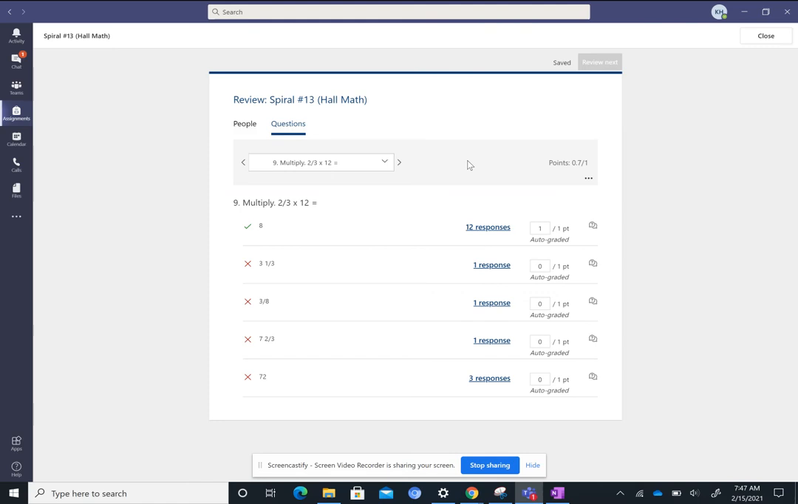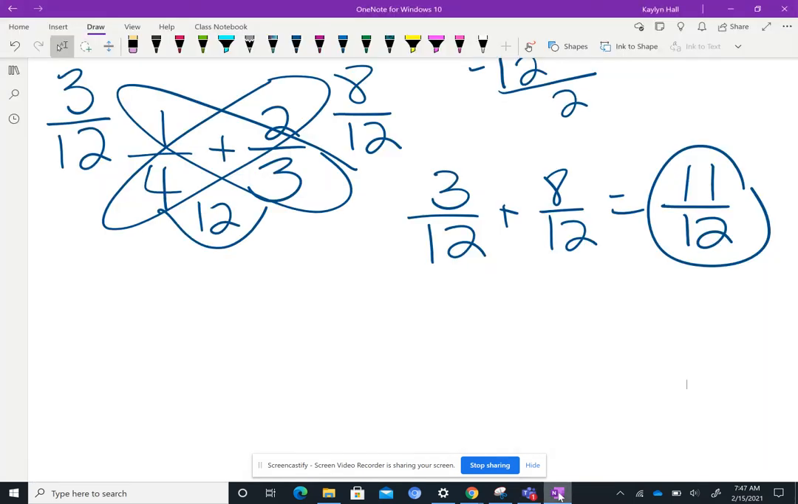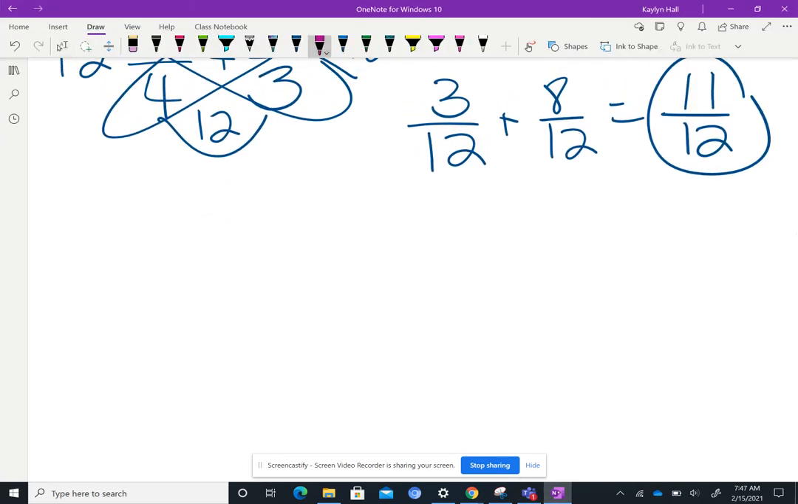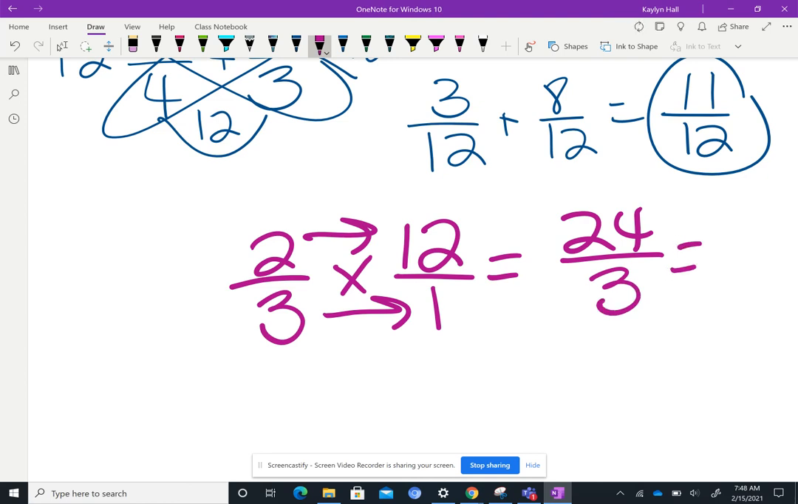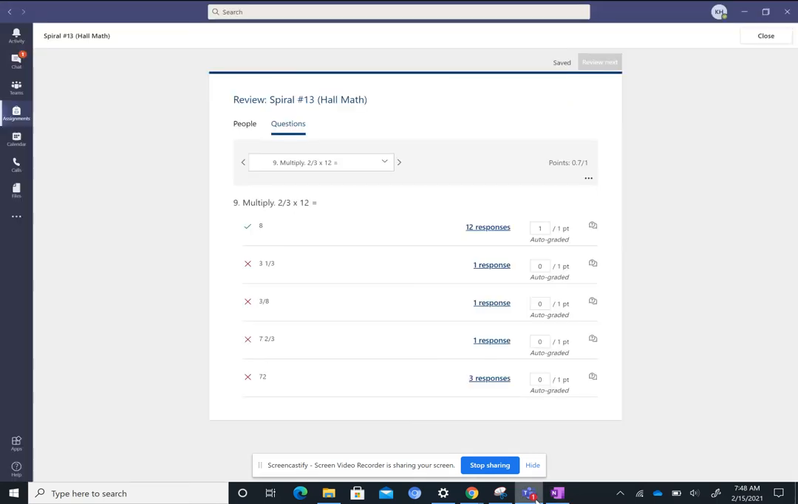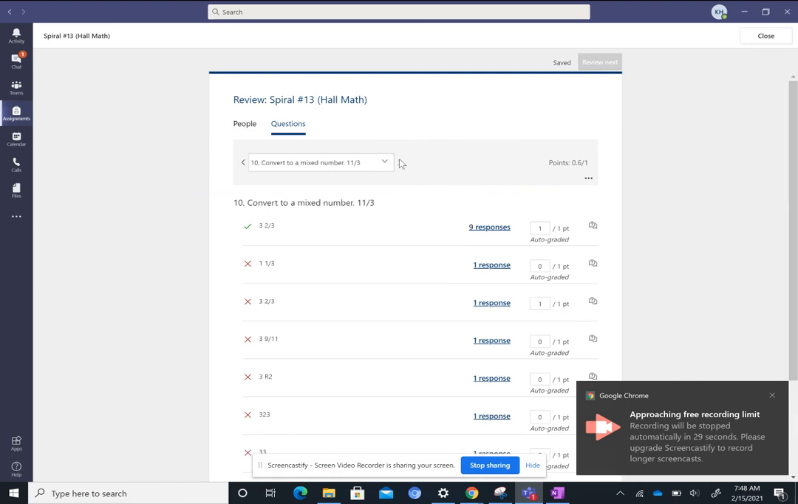2/3 times 12, and I think some of us just got confused because that looks like 2 divided by 3 times 12. This is just 2/3 times 12, so I'll go ahead and flip. That 12 is a pirate. It needs a peg leg. I multiply straight across. 2 times 12 is 24. 3 times 1 is 3. 24 divided by 3 is 8. So we should have had 8. Looks like a little over half of us had that.